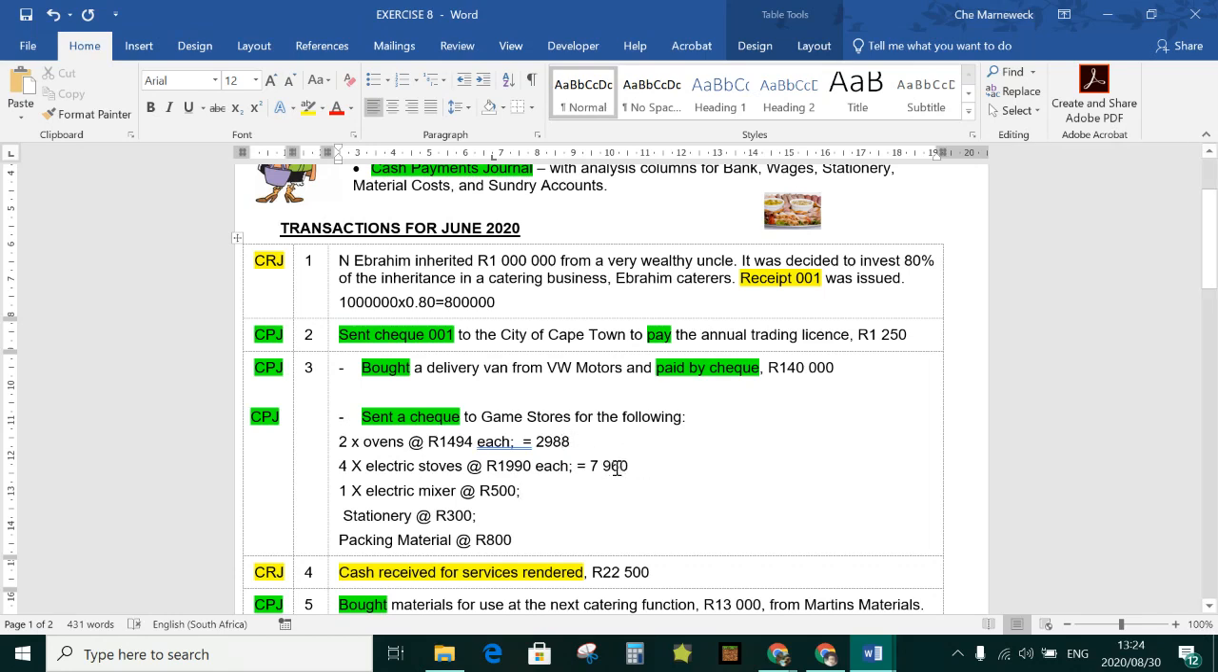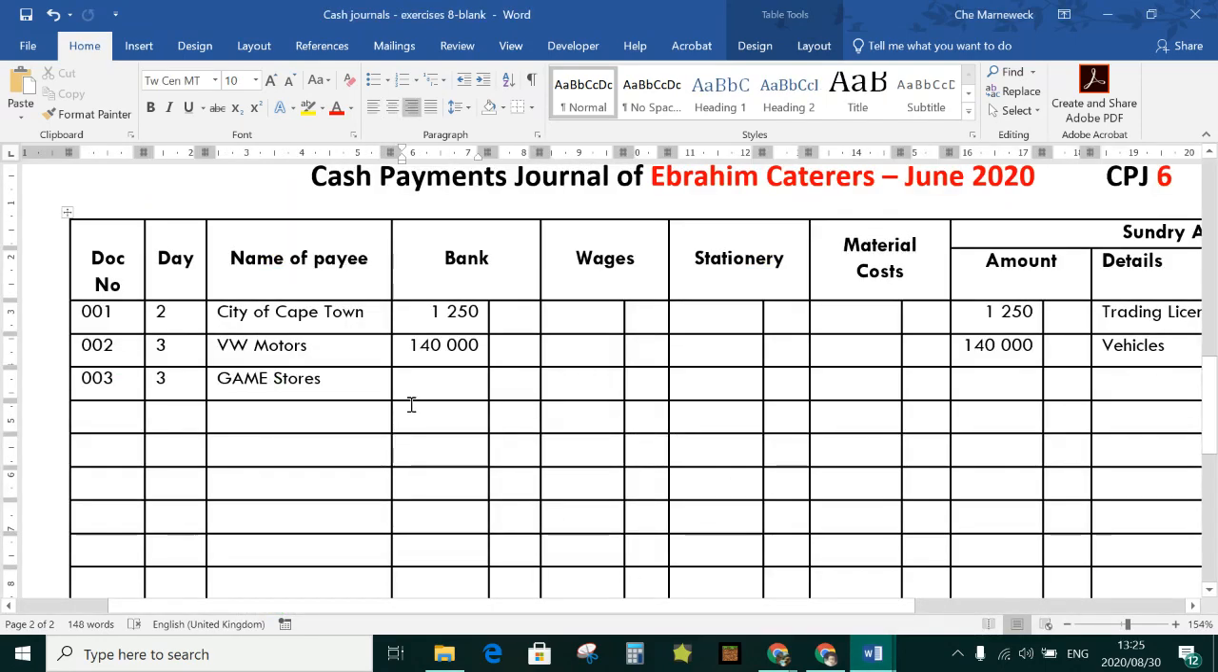So we're going to add each of these 5 values together to get the total amount that we're going to pay into our bank account. So with your calculator, you're going to say 2,988 Rand plus 7,960 Rand plus 500 plus 300 plus 800. And you should get 12,548 Rand. That is the total amount that we are going to be paying Game Stores.